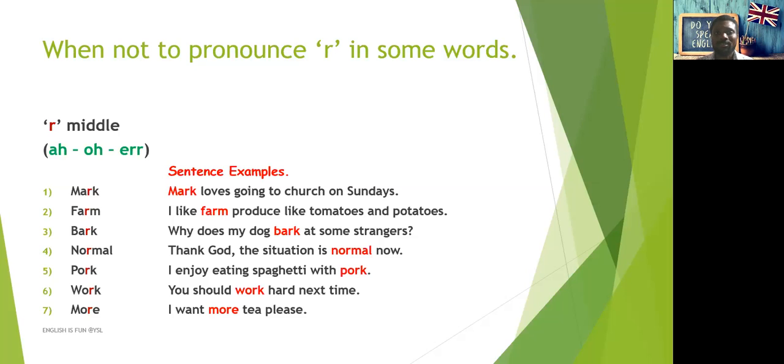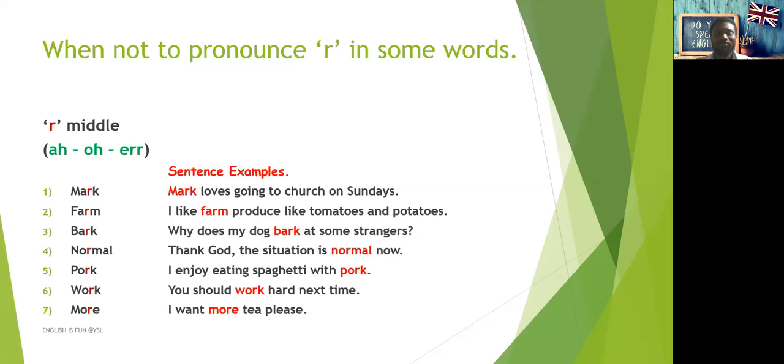The next one is bark. That's the sound dogs make. Most of the dogs in my area bark a lot, every now and then. I'm kind of wondering what's going on with these dogs. Why does my dog bark at strangers? I guess the dog is kind of strict. He doesn't like strangers. So the pronunciation here is bark; you're not going to sound the R.